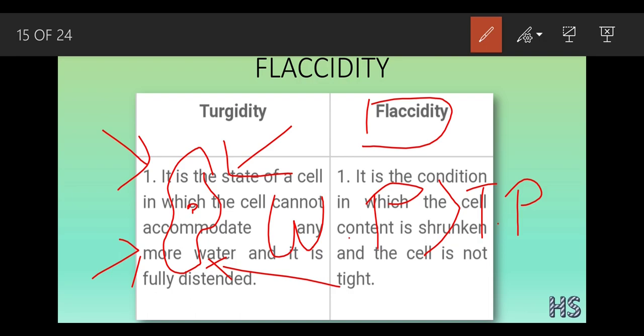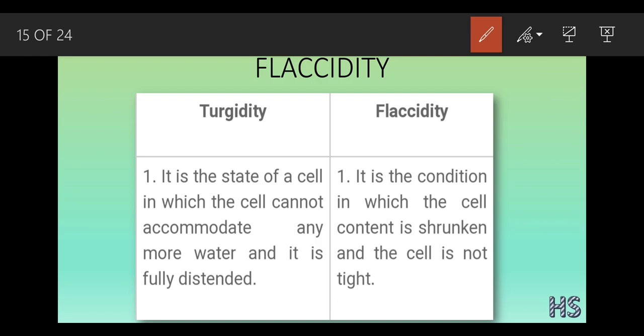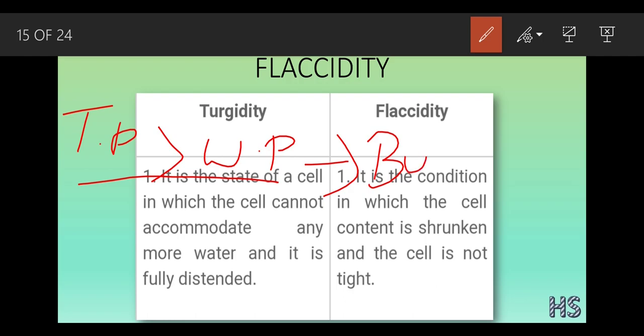Suppose we take the opposite condition: if turgor pressure exceeds the wall pressure by too much, so what is going to happen? The cell is going to burst.